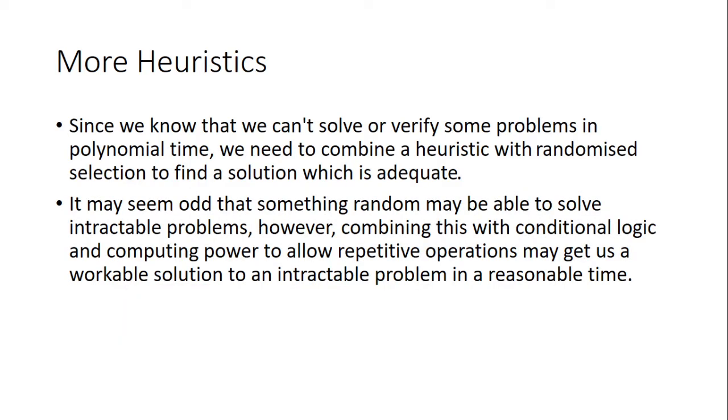Okay, so we're going to look at more heuristics. Now, since we know that we can't solve or verify some problems in polynomial time, we need to combine a heuristic with a randomized selection to find a solution which is adequate, or a solution that works. It may seem odd that something random may be able to solve intractable problems, but combining these with conditional logic and computing power to allow repetitive operations may get us a workable solution to an intractable problem in reasonable time.